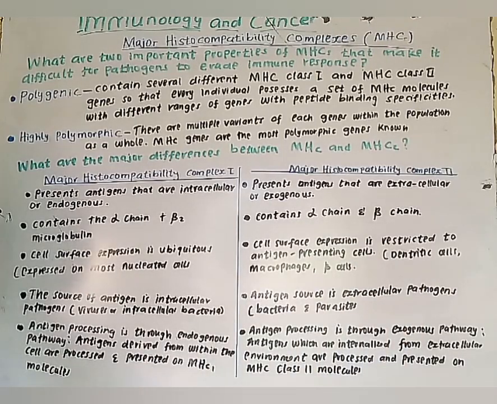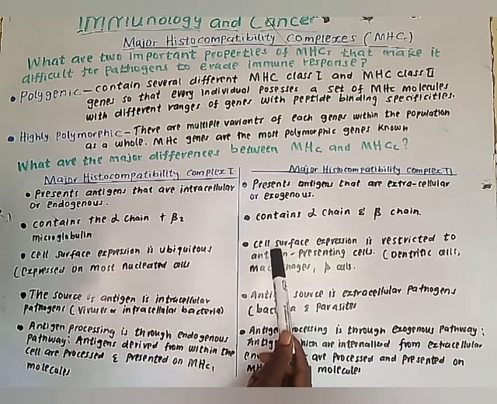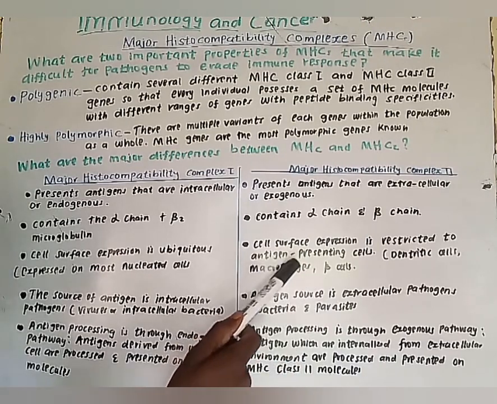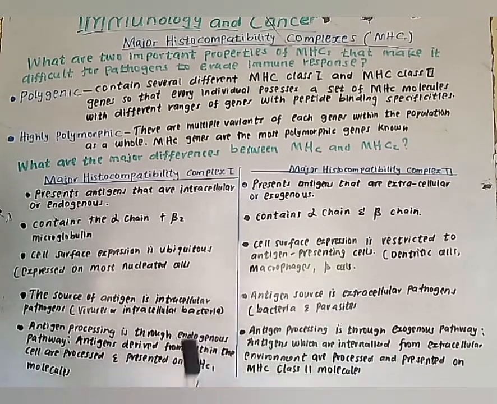Point number 2, MHC1 contains the alpha chain plus beta-2 microglobulin. MHC2 contains alpha chain and beta chains. MHC1 cell surface expression is ubiquitous, that is expressed on most nucleated cells. MHC2 cell surface expression is restricted to antigen-presenting cells, that is dendritic cells, macrophages, and B cells. Under MHC1, the source of antigen is intracellular pathogens, that is viruses or intracellular bacteria. Under MHC2, the antigen source is extracellular pathogens, that is bacteria and parasites.